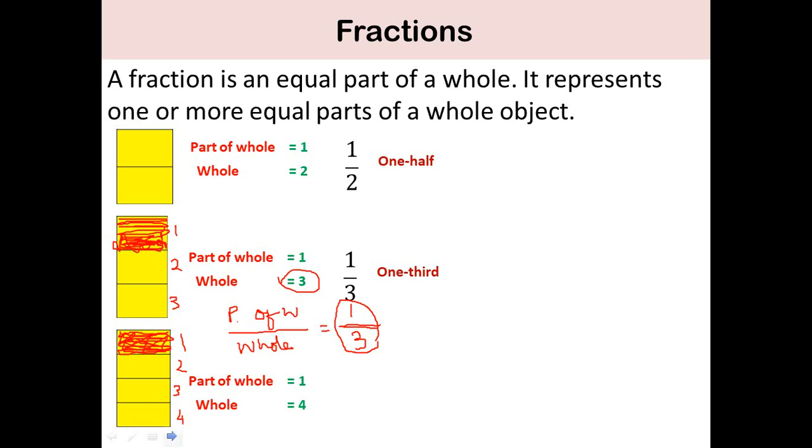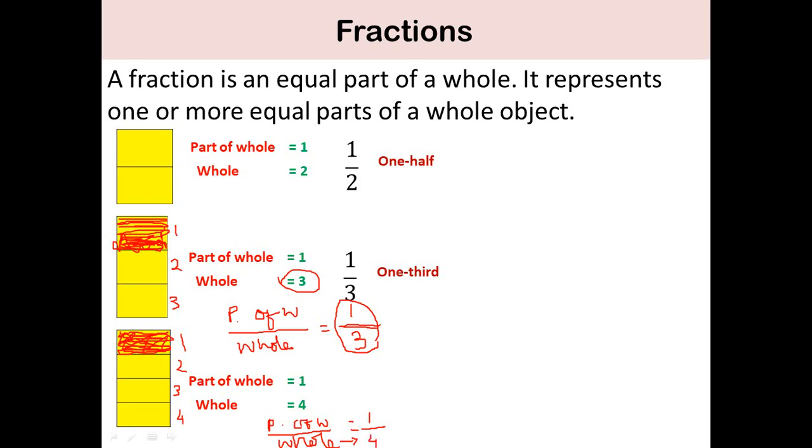So, how to write? I know that in fractions, I need two things. One is part of whole and whole. How to write? Part of whole upon, or put a line, okay, by whole, right? By whole. So, part of whole. What part of the whole I have taken? I have taken only one part. So, I will write 1 instead of part of whole. Right? Then I will put a line and instead of whole, I will write what? I will write 4 because the whole is 4.